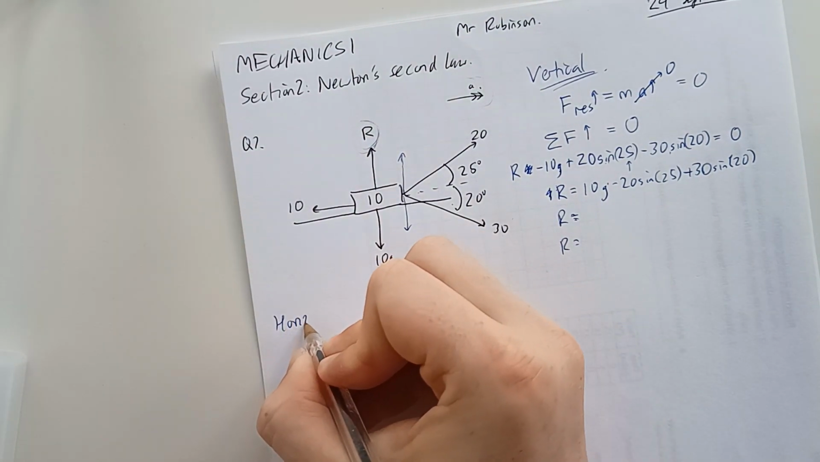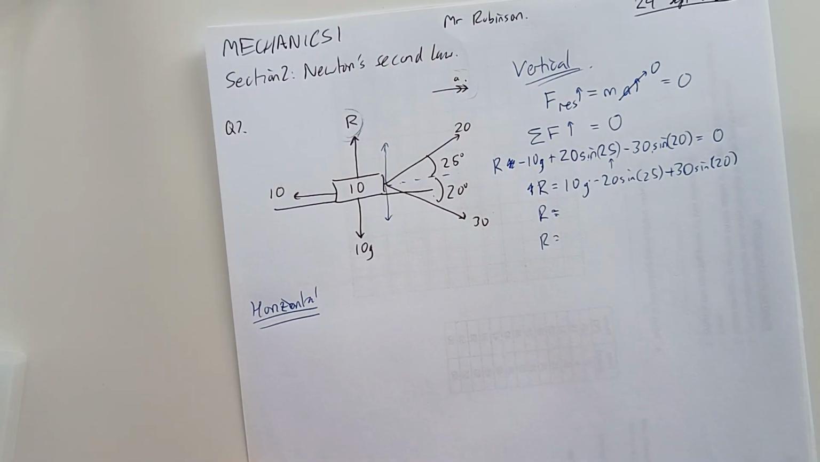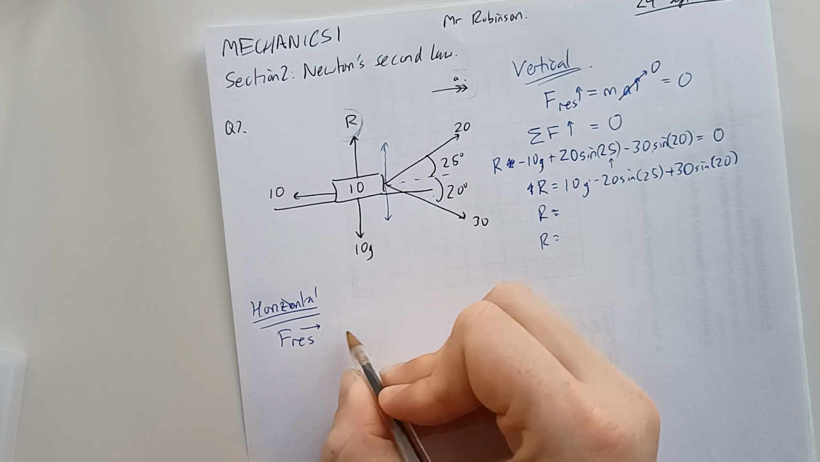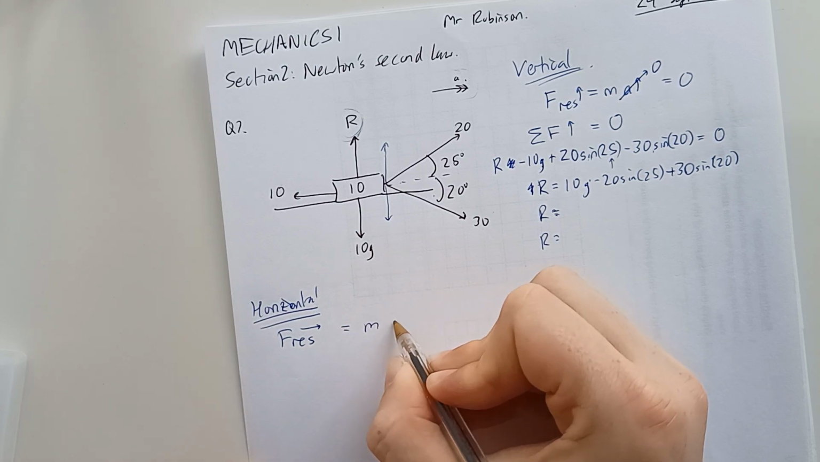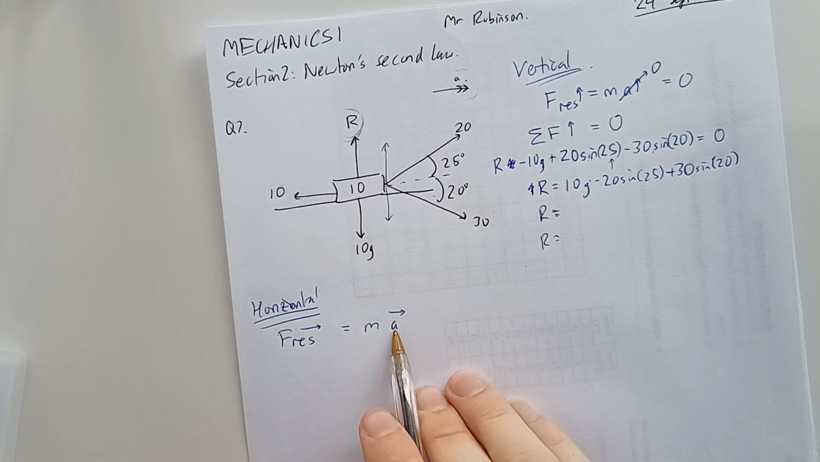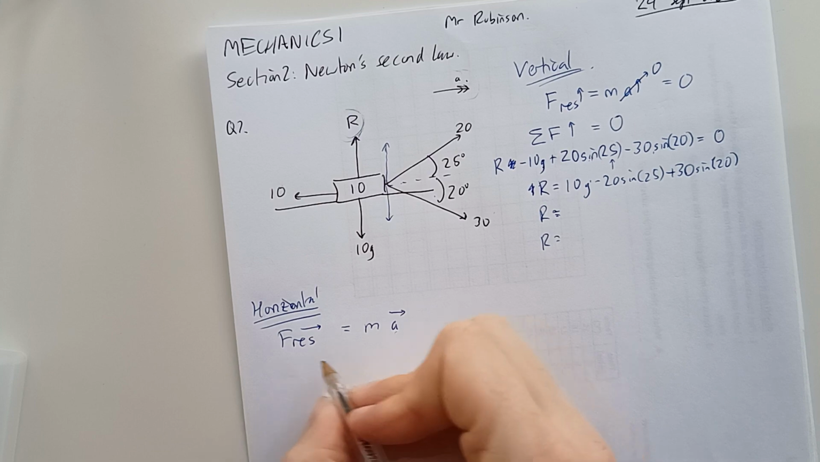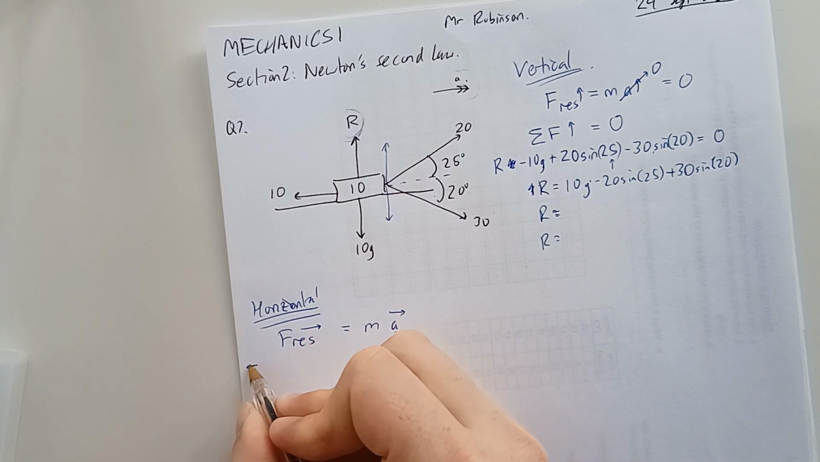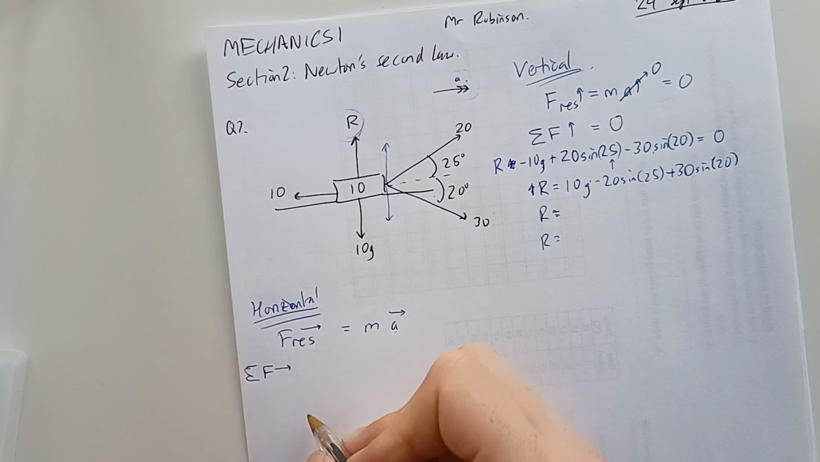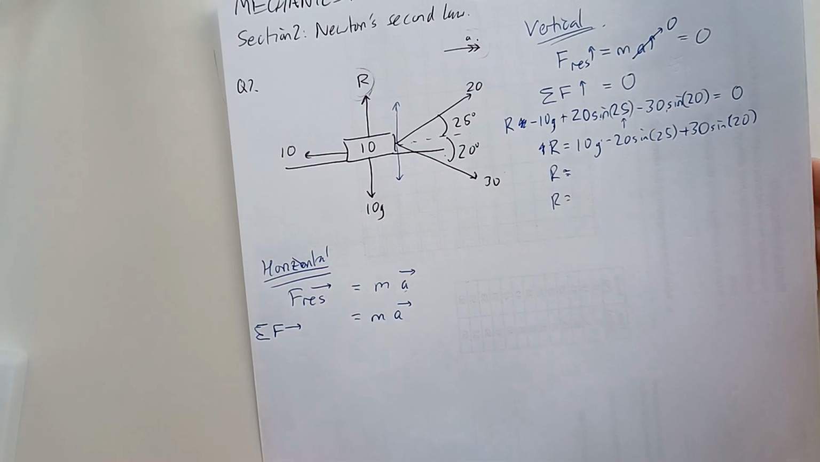Now we'll do horizontal. Same thing as before. F res to the right equals mass times acceleration to the right. Now, this is not 0 this time like it was before, so we can't get rid of it. To get the F res, we sum forces like we always do, to the right, equals mass times acceleration to the right. Everything's the same as before.